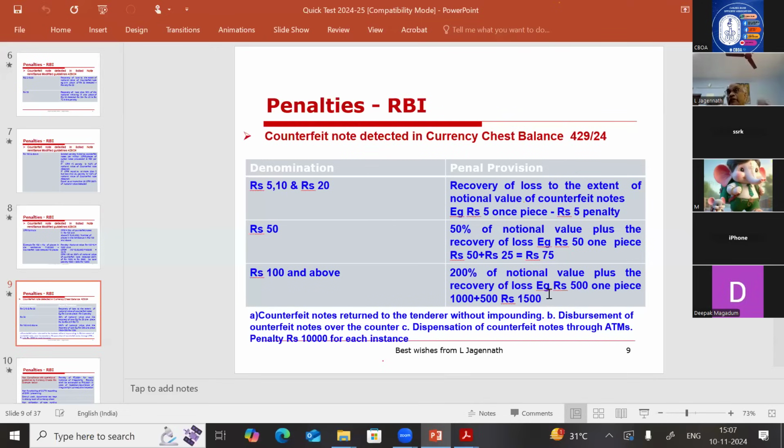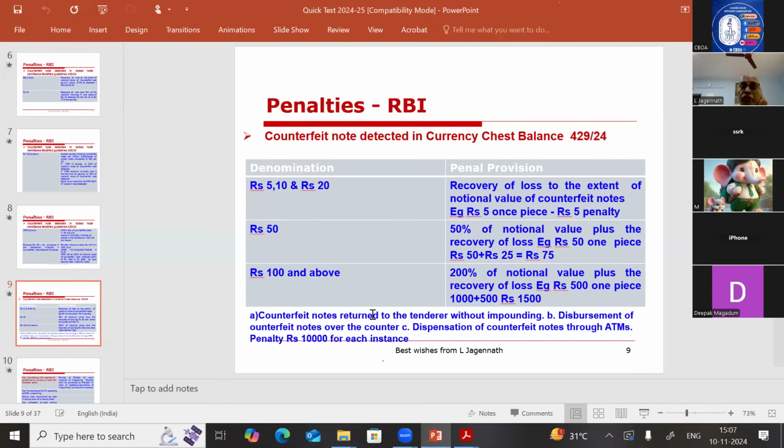So straight away 200%. There, we get 200% only if the CPM is more than 20, but here there is no concept of CPM. For all denominations of 100 and above, the notional value plus 200% of the notional value is the penalty with regard to fake notes detected in the currency chest balances at the time of inspection. So that was circular 429/24.